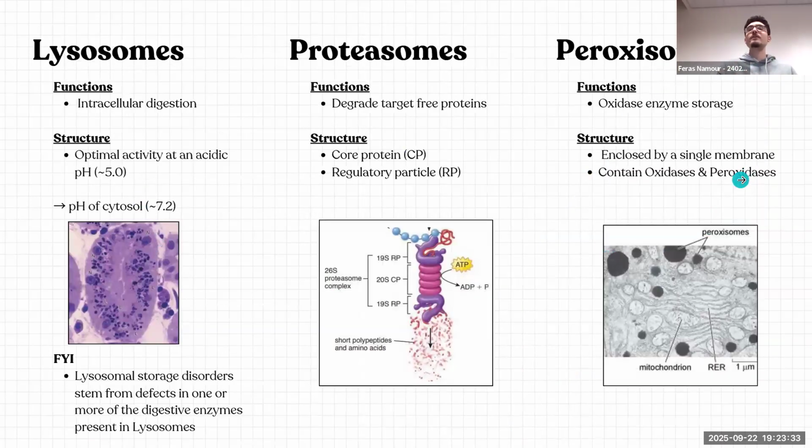Now we have the weird organelles. These are organelles that are essentially either proteins or a large membrane bound organelle that carry out various functions. So we can start with the lysosome. And this is like a comparison slide so you can understand what each does and how it's structured.